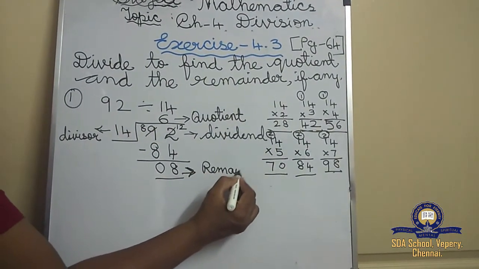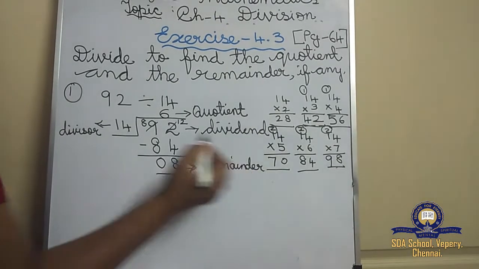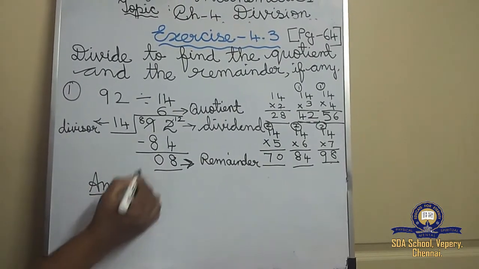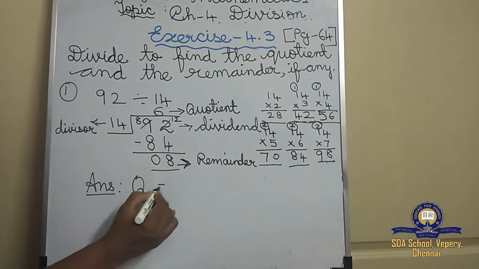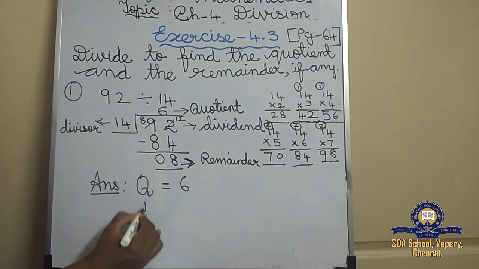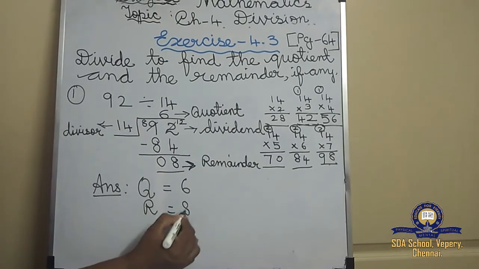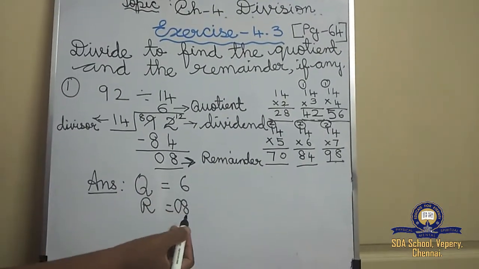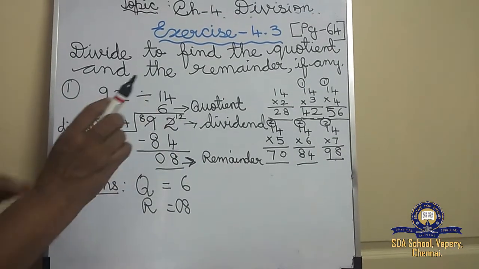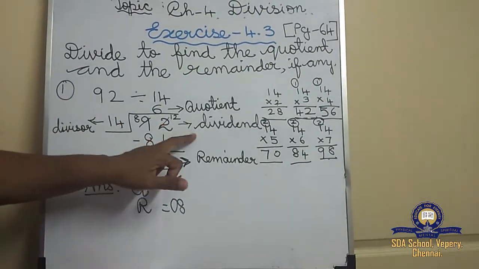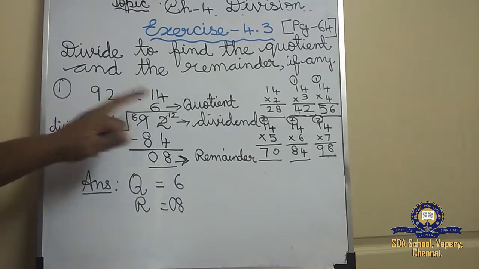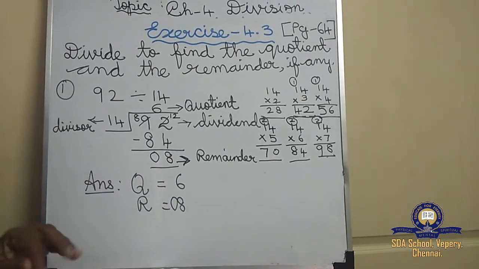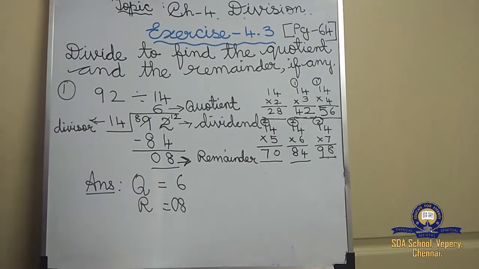So what's the answer? What we have to write? Answer is, quotient, short form Q, is 6 and remainder is 8. Understood, children? Otherwise if you put 0, 8, otherwise you can write only 8. Understood? So the first thing is this is dividend, this is divisor, this is quotient, and this is remainder. Understood, children? Okay, we'll do the next sum.